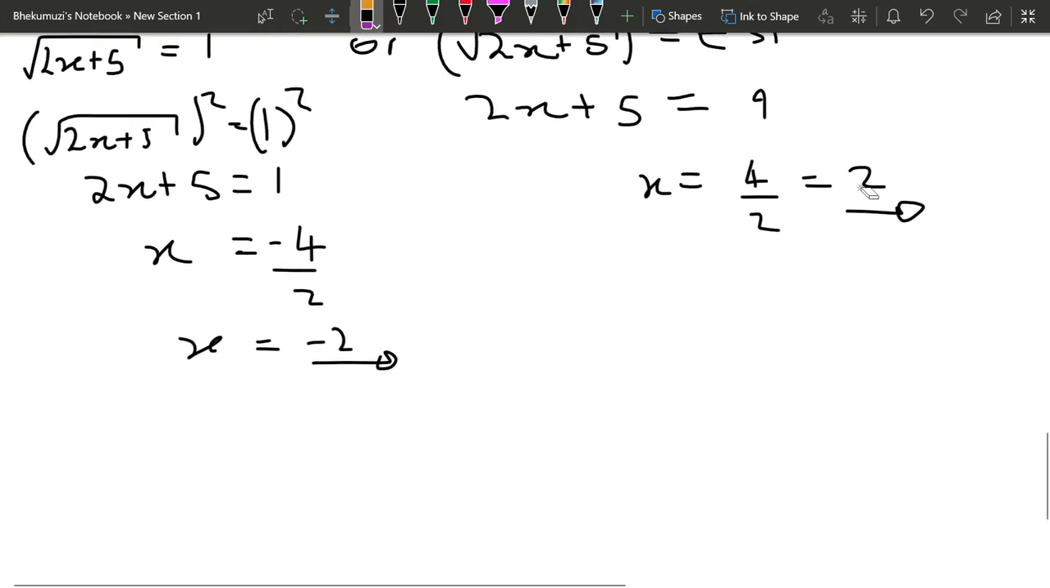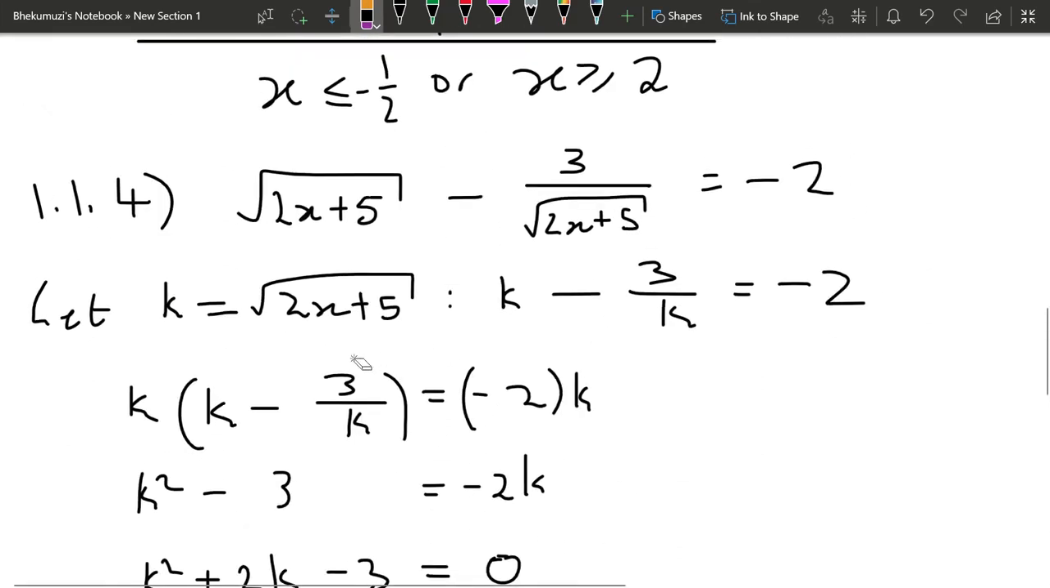But what if we look at 2? If we look at 2, then it's 2 times 2, which is 4, plus 5, that is 9. What is the square root of 9? It's 3, right? So we know that the square root of 2x plus 5 is 3. And then we have 3 minus 3 all over 3, right?